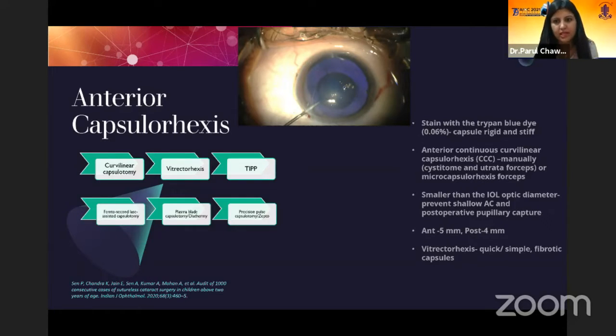Manual CCC is the best. It has more strength, and a size smaller than the IOL optic diameter should be preferred, to prevent AC shallowing and post-operative pupillary capture. So anterior capsulorhexis should be around 5 mm and posterior capsulorhexis around 4 mm. Vitrectorhexis, as I've already told you, is a quick, simple technique and preferred for fibrotic capsules.